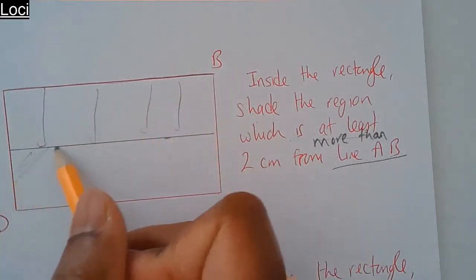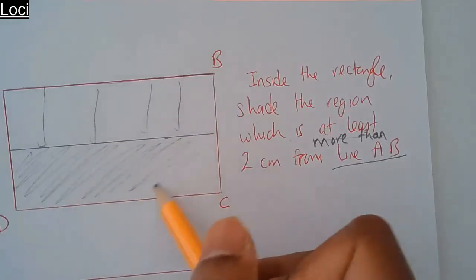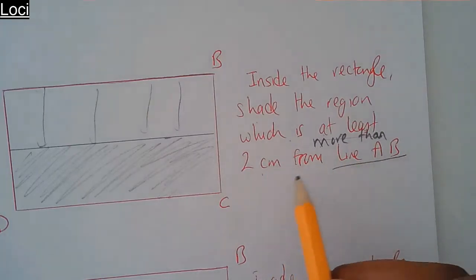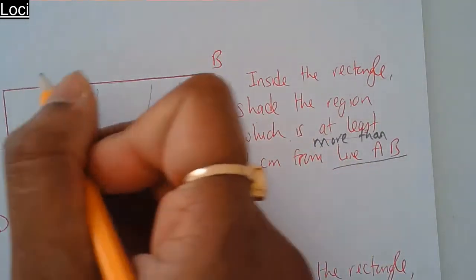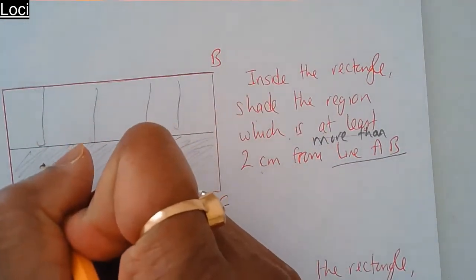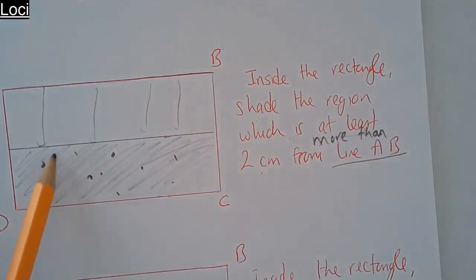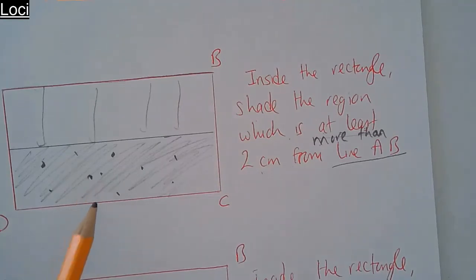and all of this that I'm shading, it's what I'm supposed to be shading, is more than 2 centimeters from line AB. So if there's an ant over here, anywhere here, all of these ants are more than 2 centimeters from line AB.